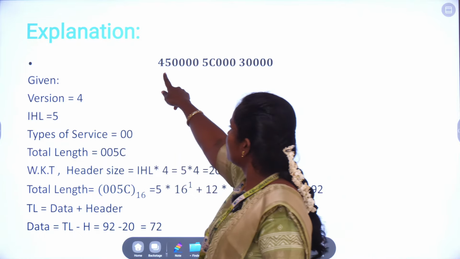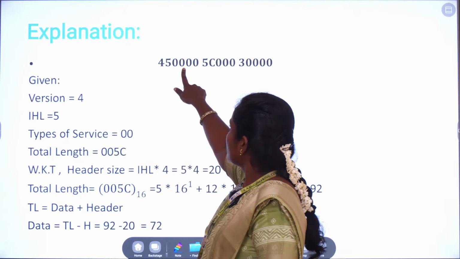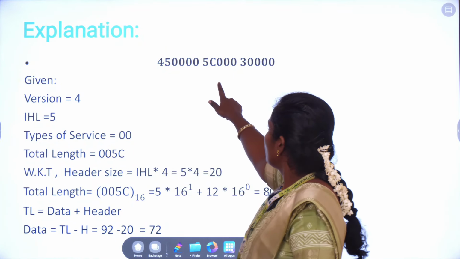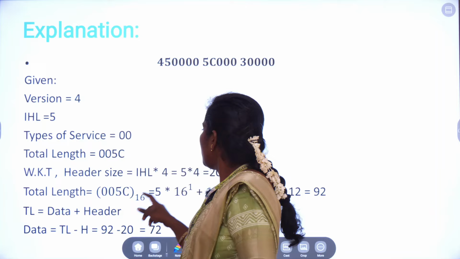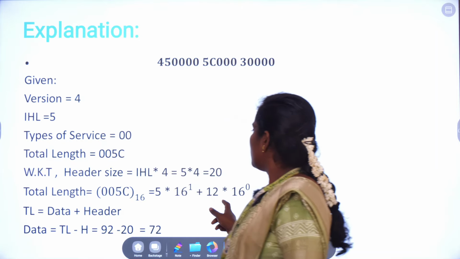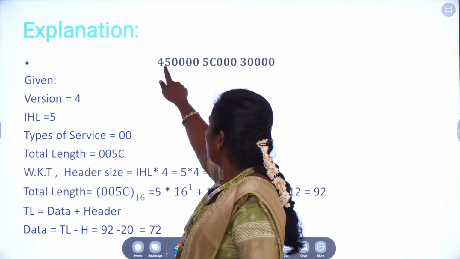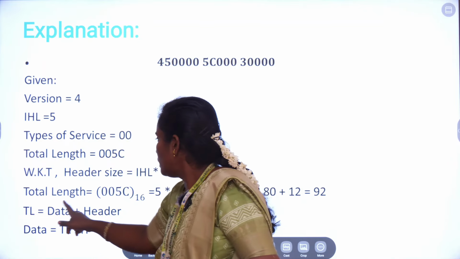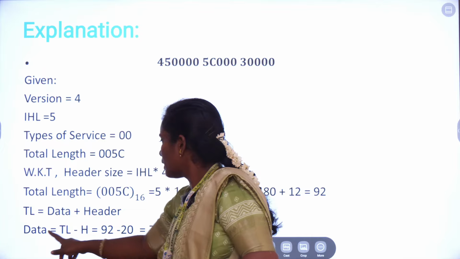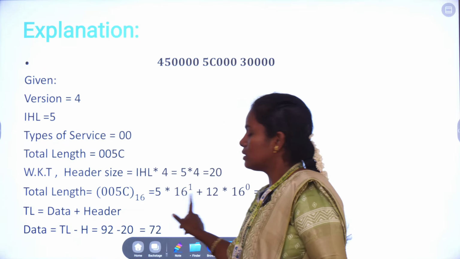For example, the first digit is the version, the second is the IHL, the next two are the type of service, and the next four are the total length. It is given as 005C. The total length is given in hexadecimal, so we convert it into decimal, that is 92. The IHL is 5, and we have to multiply by 4. 5 into 4 is 20. The total length is equal to data plus header, so data is equal to total length minus header. That is 92 minus 20, equal to 72.